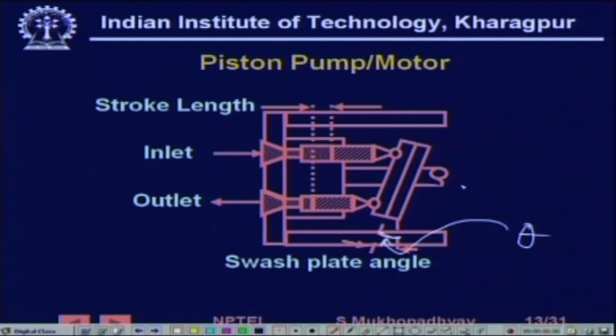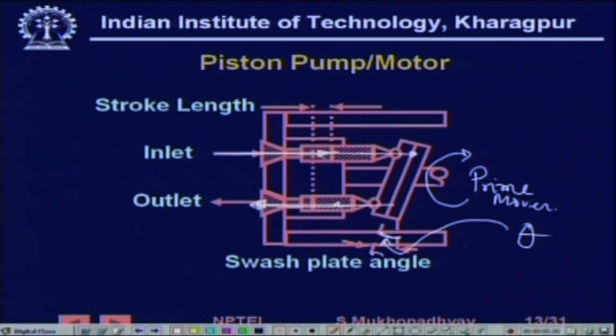What does it mean? Let's take the case of the pump. The pump is being rotated in this way by a prime mover, right? Now while it is rotating, while the disc is rotating, here it is pushing and here it is pulling the piston. So what is happening is that here the fluid is being sucked in from the reservoir, and here the fluid is getting delivered into the outlet. Because of this angle, the fluid is getting sucked here and then delivered into this outlet.